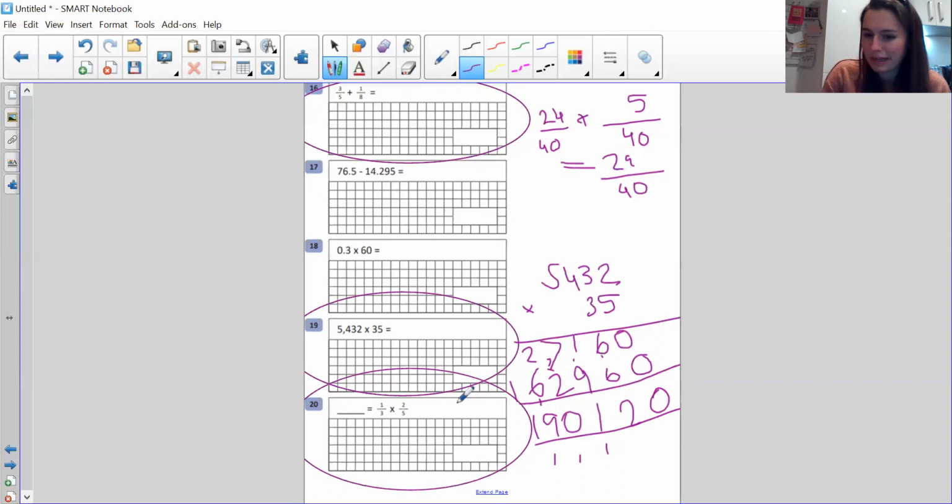And finally, just as a reminder, fraction times fraction. We times across the numerators, times across the denominators. 1 times 2 is 2. 3 times 5 is 15. Oops, I've gone over the 1. 2 15ths. Hopefully you've got all of those correct.